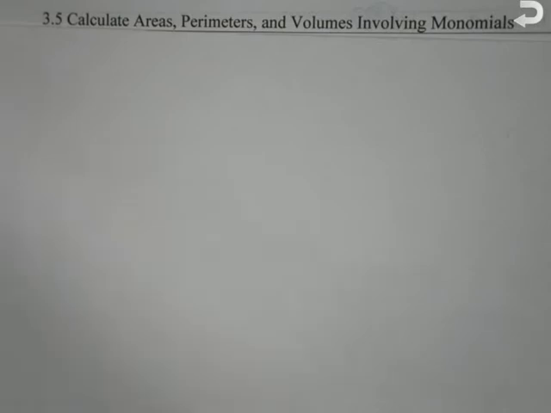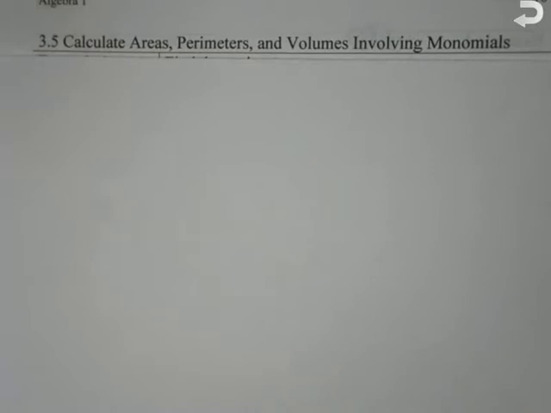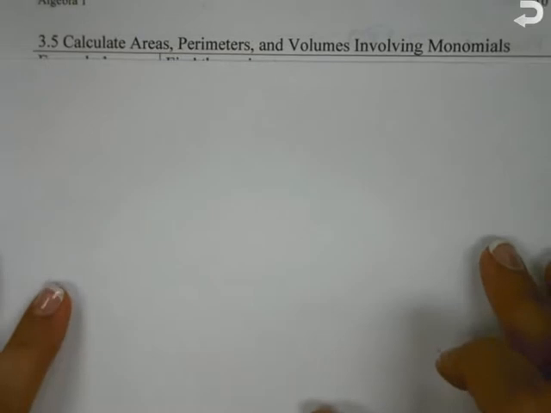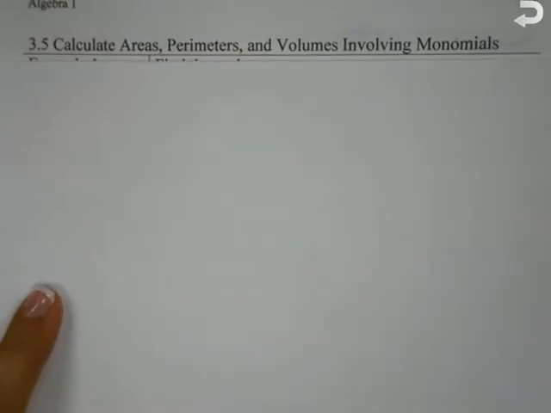Alright guys, so 3.5, we are going to be calculating areas, perimeters, and volumes with monomials. What does mono mean again? One. Good. Okay, so these notes are all examples, but I want to give you some formulas first.